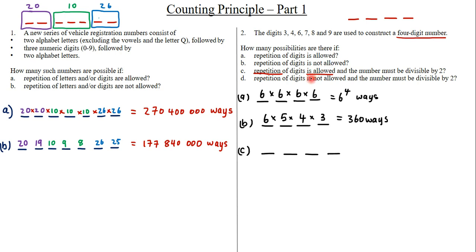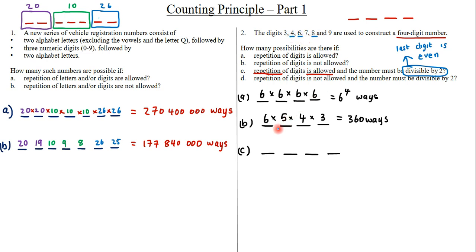So here we know that a number is divisible by 2 if the last digit of that number is even. The last digit must be an even number. Because of this restriction, what we need to do first is ask ourselves how many numbers here are even numbers. If you see here, we have 4, 6, and 8.